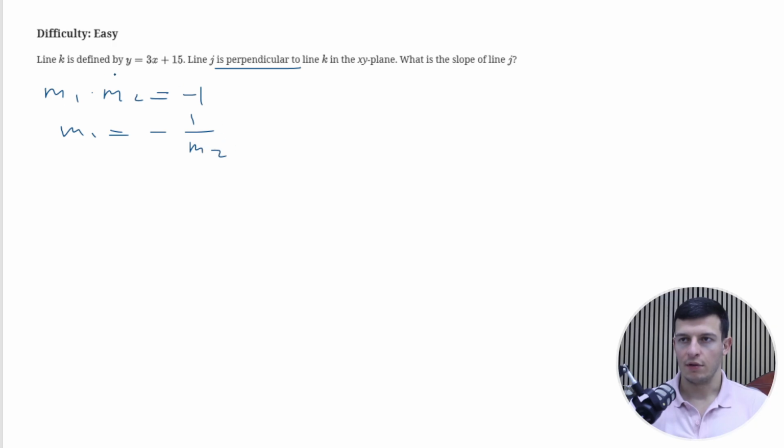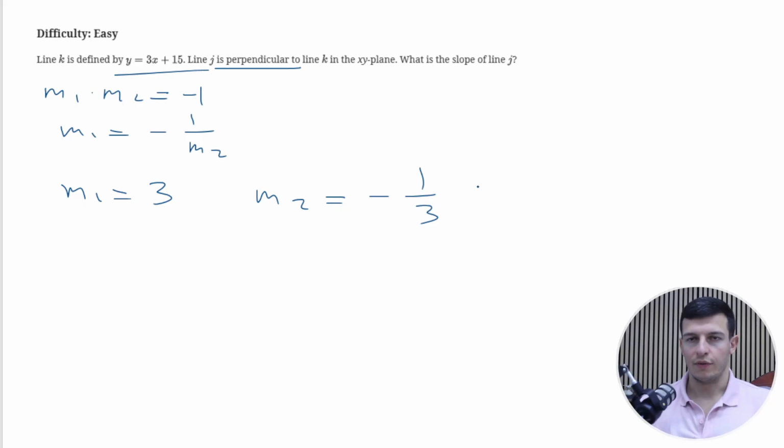Okay, so if we look at this one, y equals 3x plus 5, we know that m1, meaning the slope of this line, is going to be 3. So that means the other one is going to be negative 1 over 3. Okay.